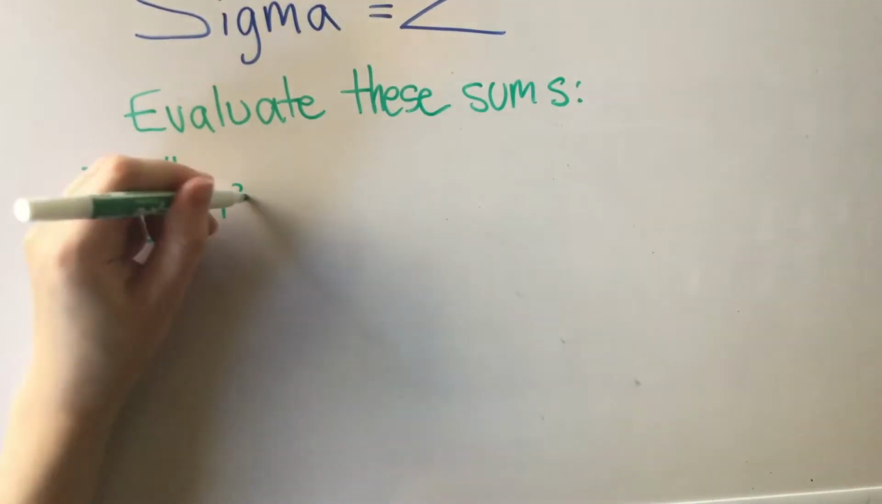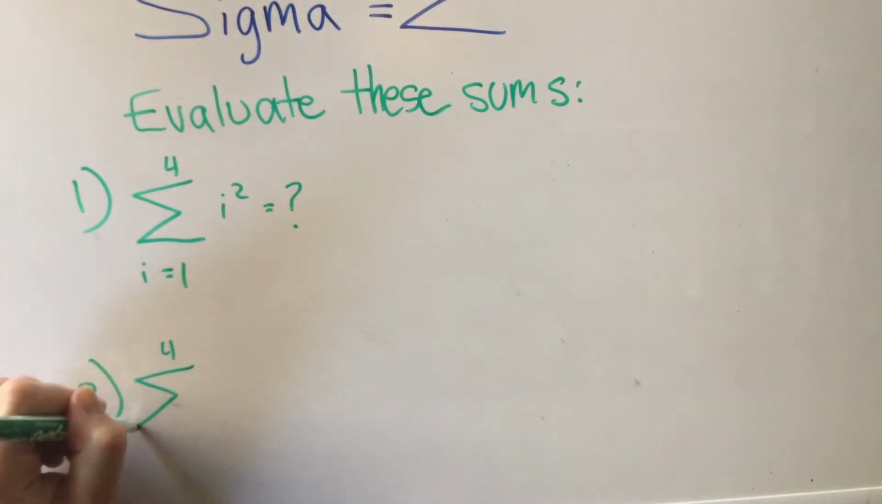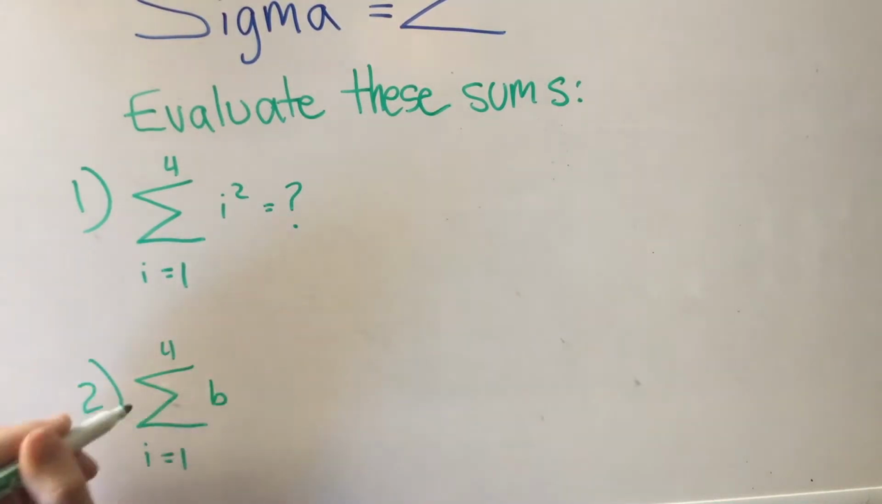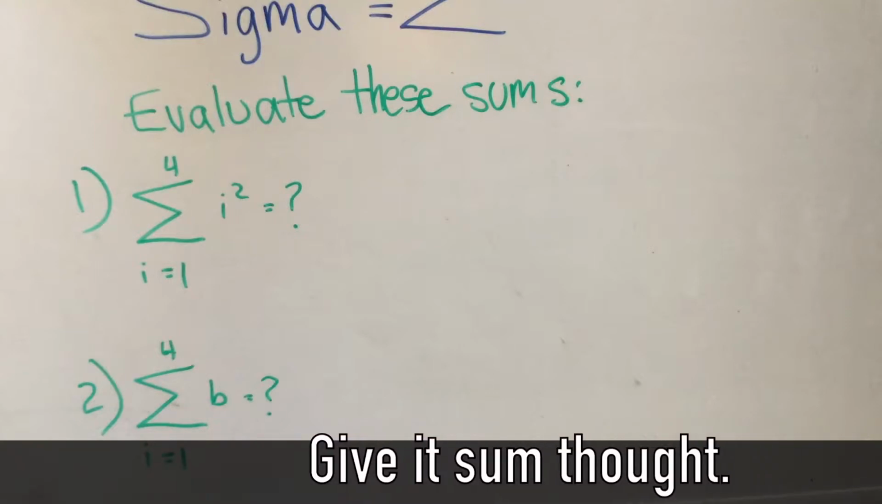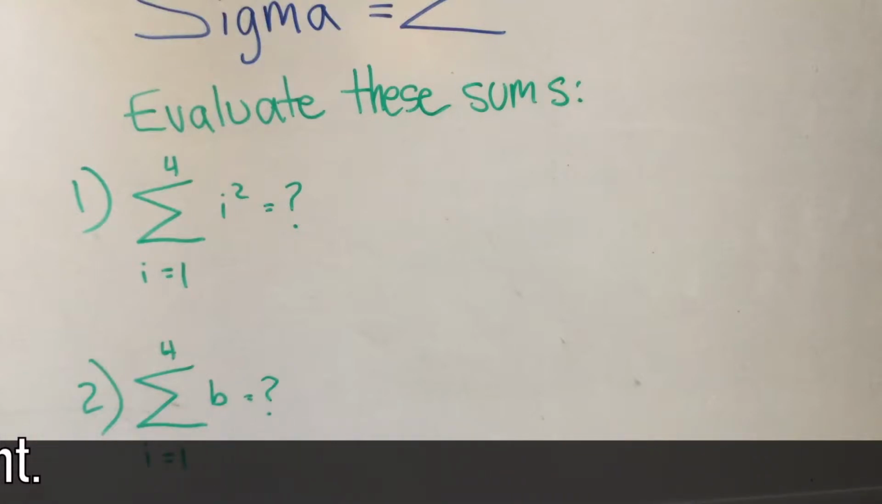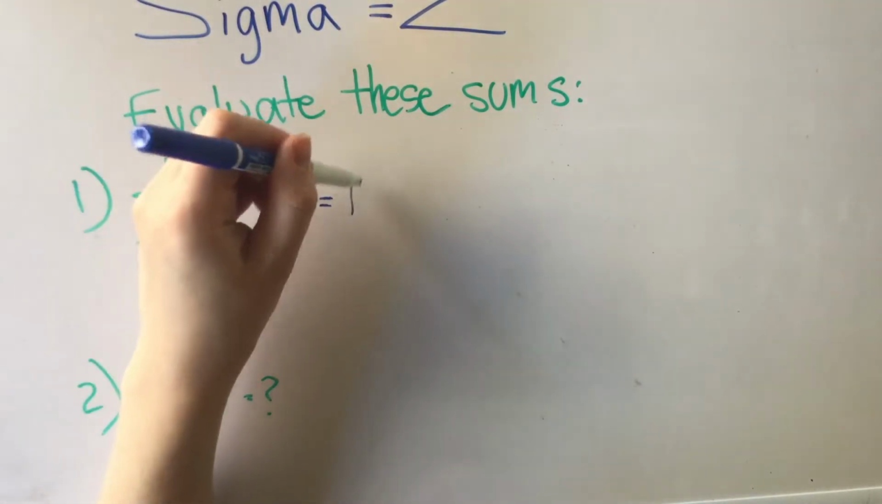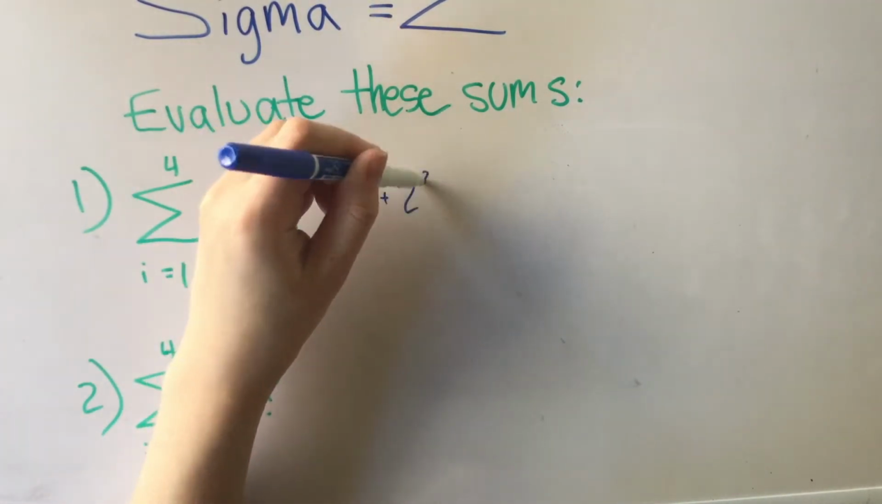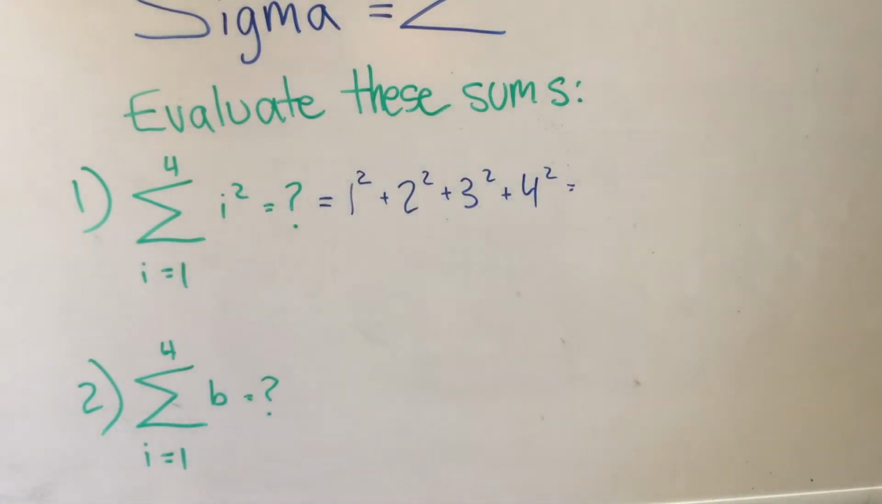Okay, evaluate these sums. The first one, we have i equals 1 as the starting value, and it ends at 4. So what does this equal? We plug in 1, 2, 3, and 4 to get the answer, and then we square all of them because that's what the equation is, and we get the final answer of 31.